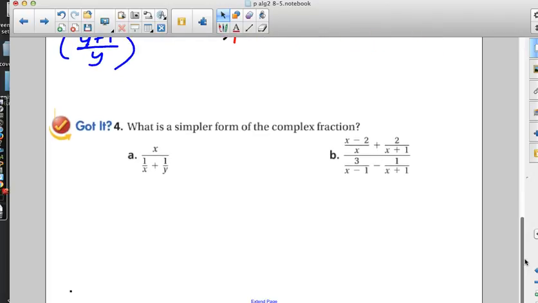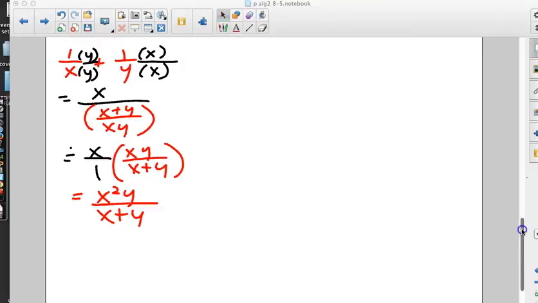4a doesn't look so bad, right? Doesn't look awful. You think you could do that one? Yeah. Okay, give it a try, and then I'll have you check in with your partner and see how things are going. I'll put the lights up here. Oh yeah, you guys can do that one. X squared y over x plus y.